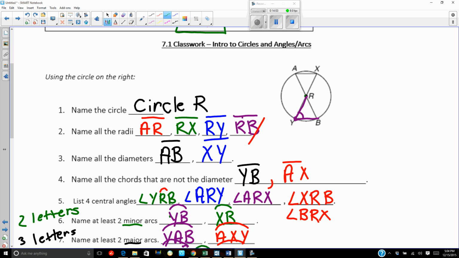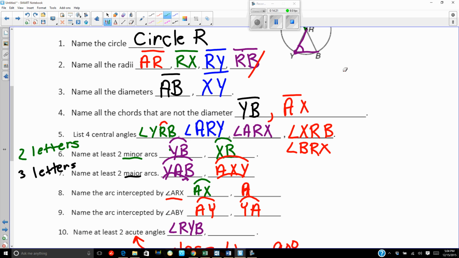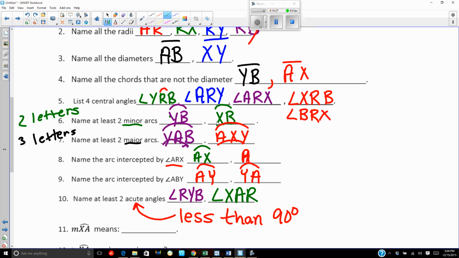See if you can find another acute angle. Again, there's more than one correct answer here. There's a lot of different answers. I'm going to go with that green angle. That green angle we would call angle XAR, since A is the vertex again, or you could call it angle RAX. And that's number 10.